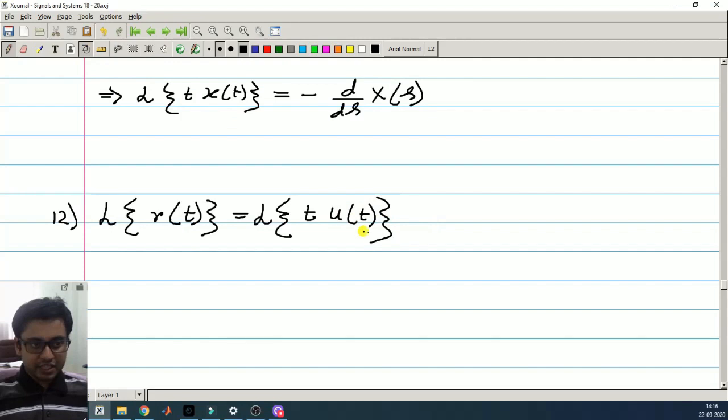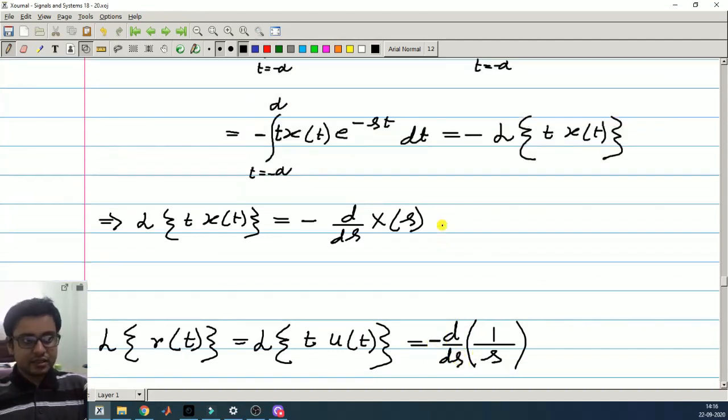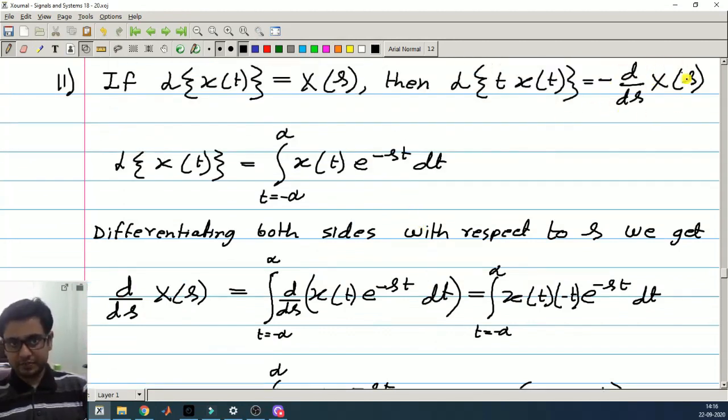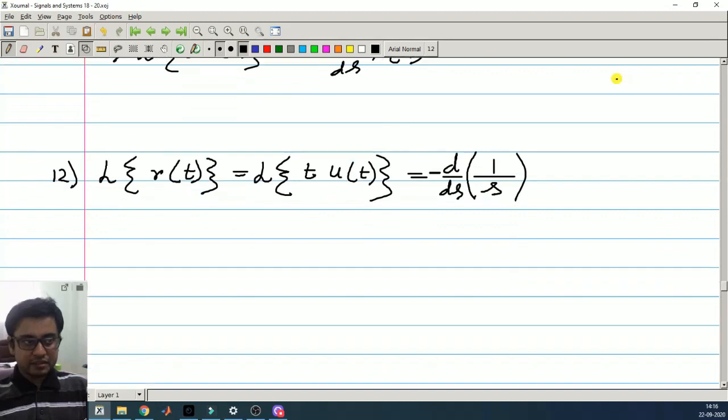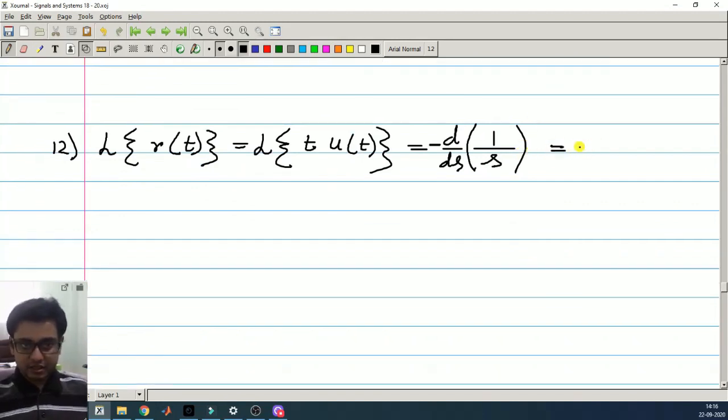Now Laplace transform of u(t) is 1 by s, and because of this t being multiplied, we have to take derivative of this with respect to s and multiply with minus sign. This is because of this previous property. Okay, so then this becomes minus, and derivative of 1 by s is minus 1 by s square, that is plus 1 by s square.